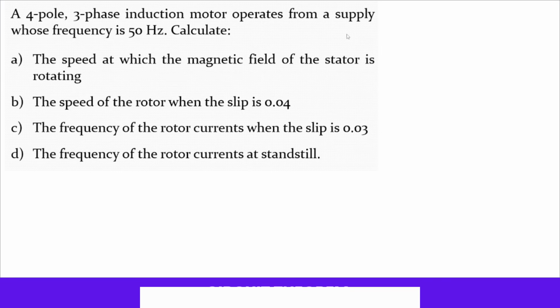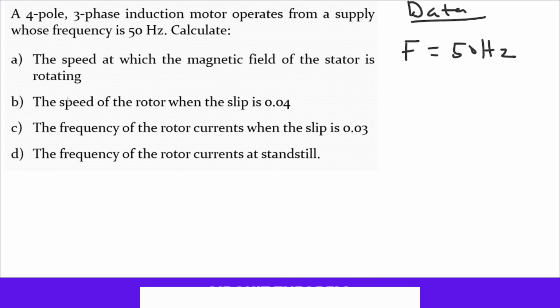Today we are going to look at question 2 on induction motors. The question is: a 4-pole 3-phase induction motor operates from a supply of what frequency? So we first of all need our data. The frequency is given as 50 hertz. Calculate the speed at which the magnetic field of the stator is rotating.